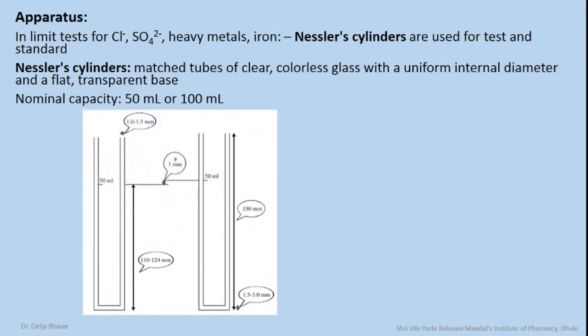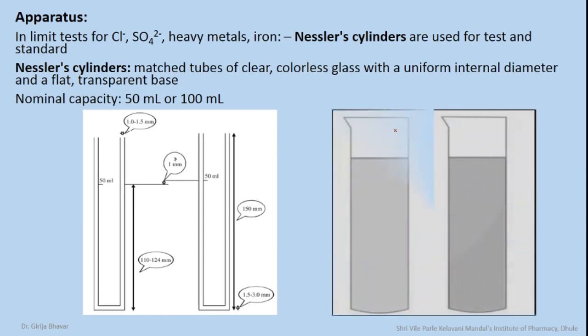This is the diagram which shows two Nessler cylinders. It is a pair of Nessler cylinders having a capacity of 50 ml, with the same internal diameter and flat transparent base. This is another diagram showing test solution and standard solution filled in the Nessler cylinders, and the turbidity produced, which is then compared.